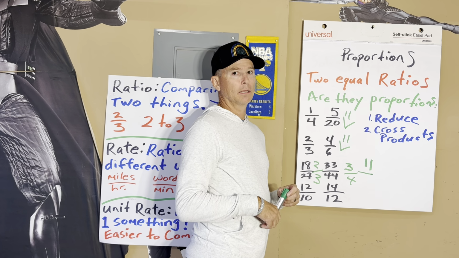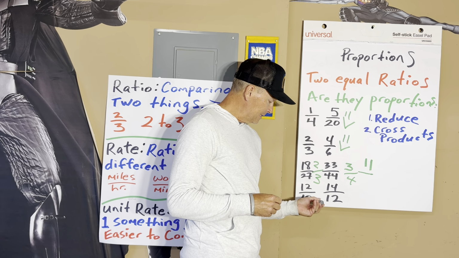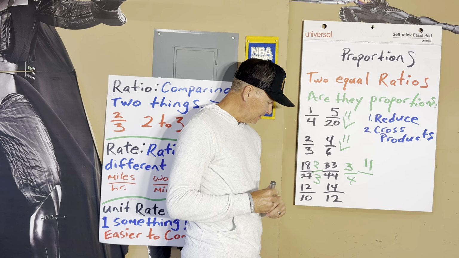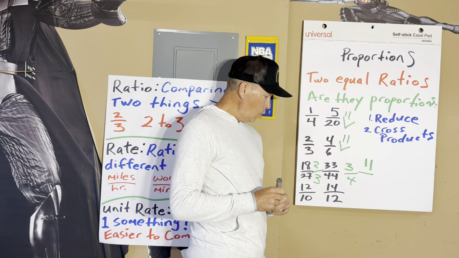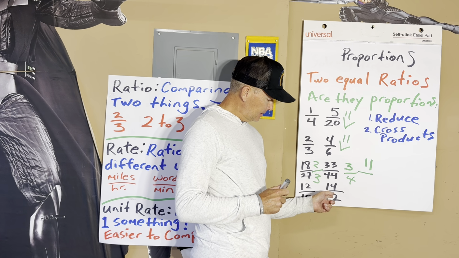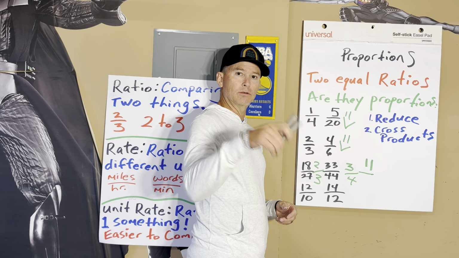That's not the test. Let's do the test. Okay, let's reduce them both. 12 over 10, if we reduce them both by 2, would be 6/5. 14 over 12 would be 7/6. 7/6, 6/5. Kind of sounds similar, but they're not. Let's do the final test.